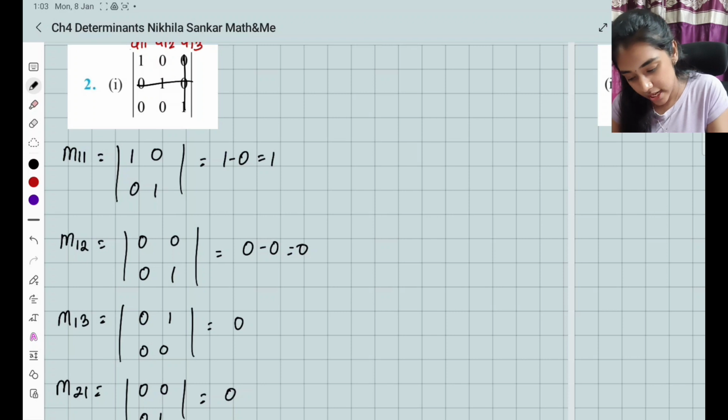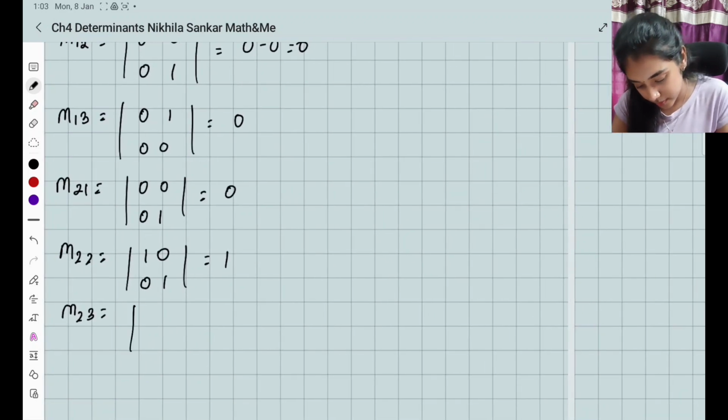Now when I do that, M23, last column and the second row. So I'll be left with 1, 0, 0, 0. So this is going to be 0.